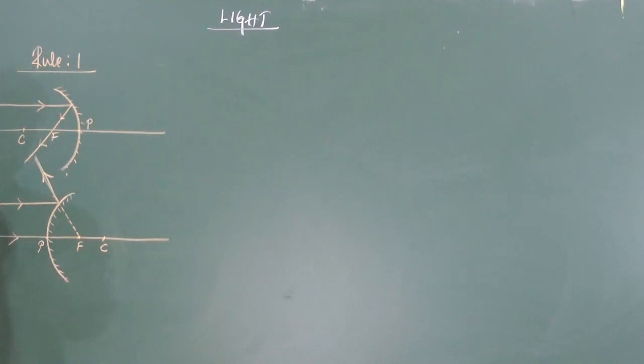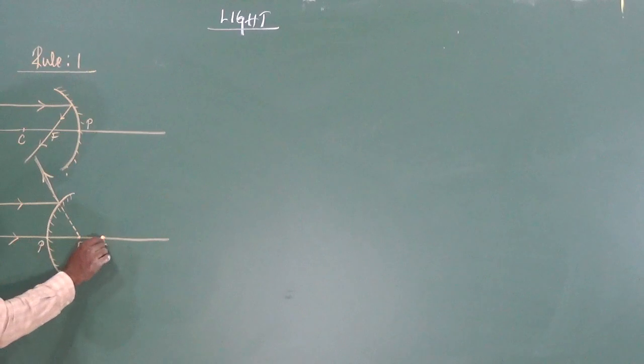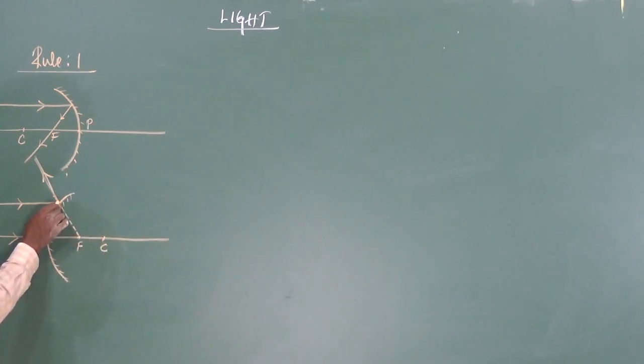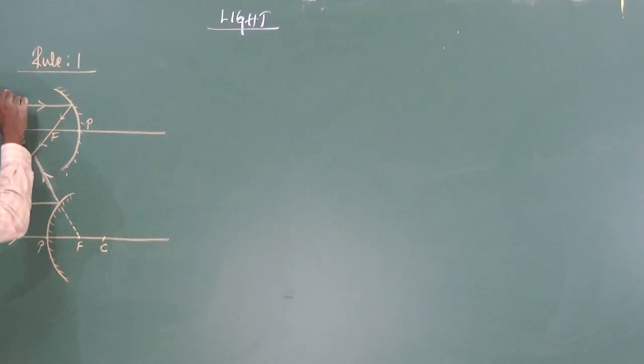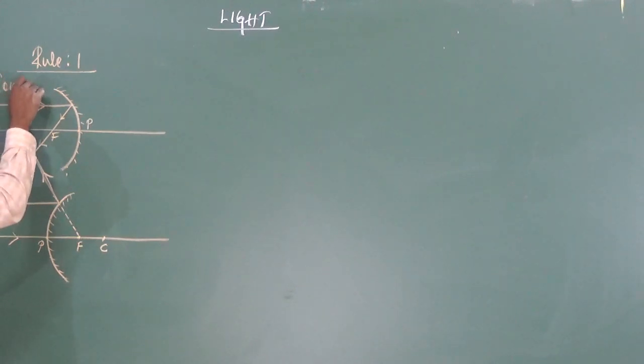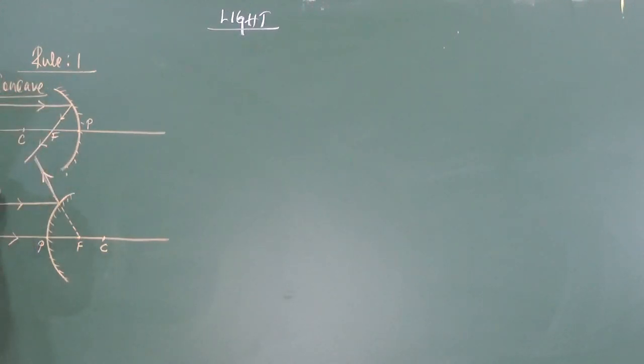Very important: whenever a light ray travelling parallel to the principal axis, after reflection, passes through the principal focus in case of a concave mirror. So this is for concave and this is for convex. Whenever a light ray travelling parallel to the principal axis is reflected, it gets diverged. This diverging light ray appears as though it is coming from the principal focus, which is located behind the mirror. So this is rule 1, you have to remember this.